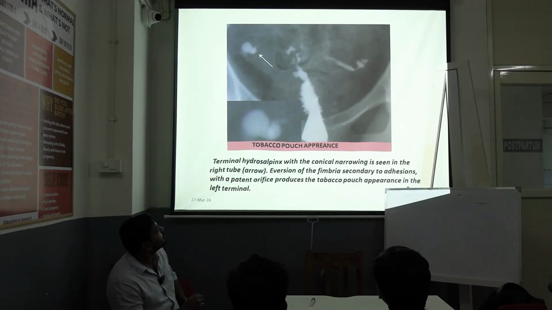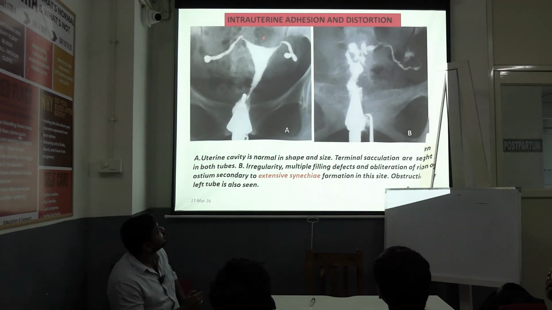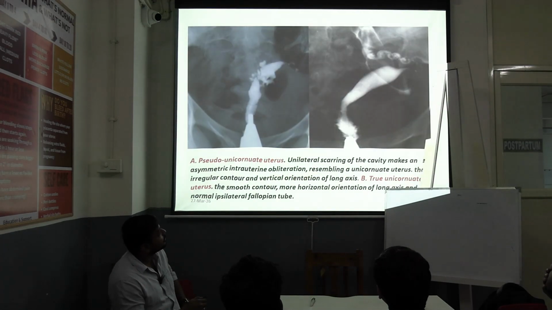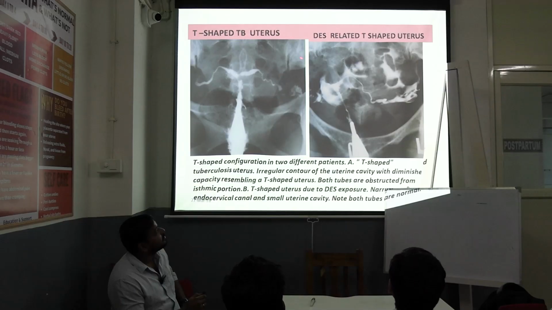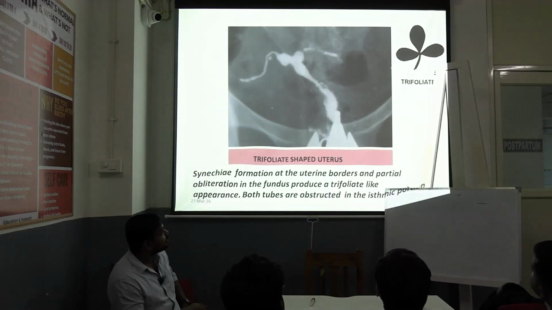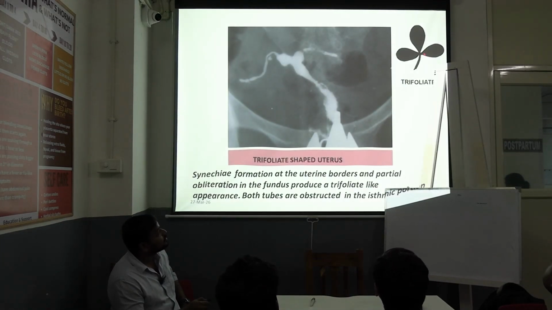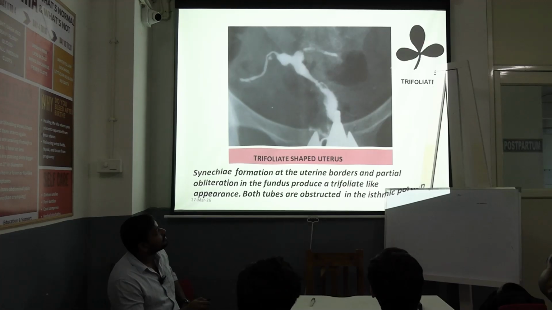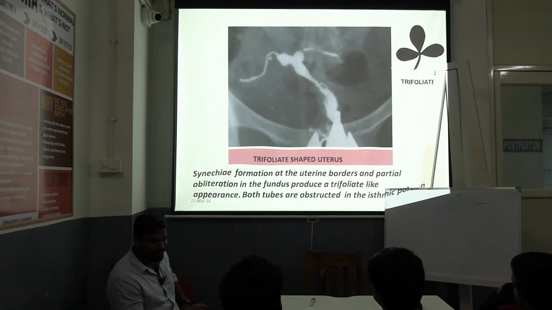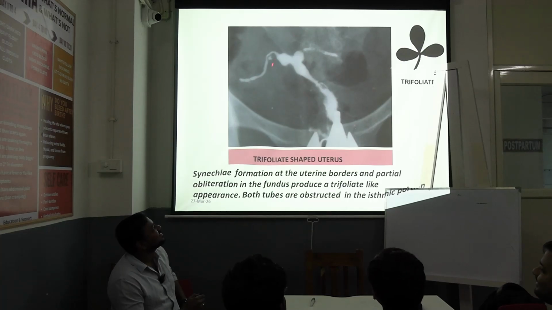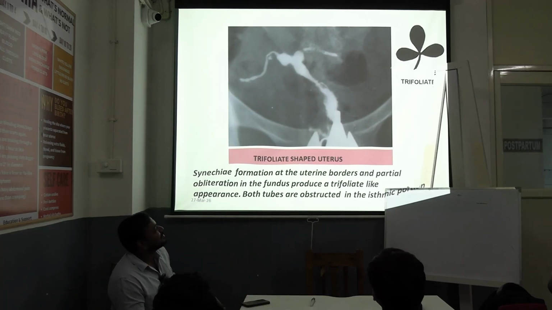See this one. Here there is a golf club appearance. This is also golf club appearance in intrauterine DES exposure. Okay, this is trifoliate. Trifoliate is like the TMC logo, no? Similar, no? See, here it is like this.